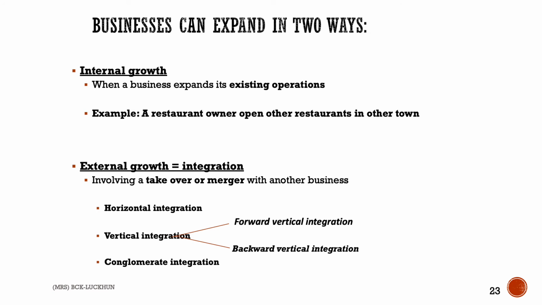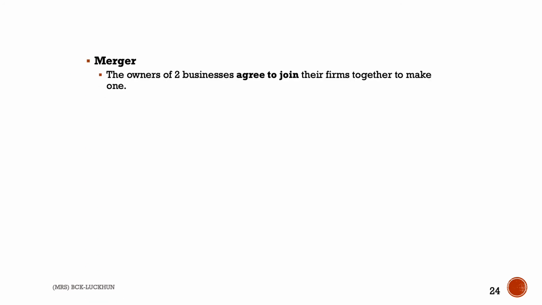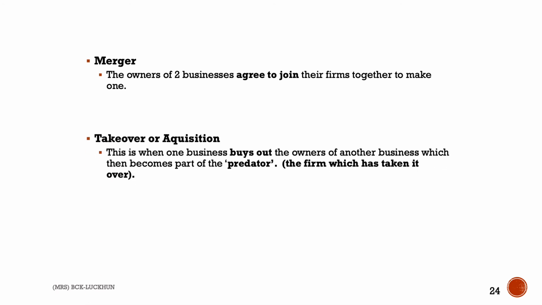The three types of external growth are horizontal integration, vertical integration. So, in vertical integration, as you can see, we also have forward vertical integration and backward vertical integration. And the third one is conglomerate integration. So, what is a merger? This is when the owners of two businesses agree to join their firm together to make one. A takeover or acquisition. This is when one business buys out the owners of another business, which then becomes part of the predator. That is the firm which has taken it over.